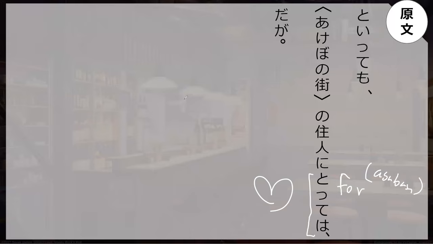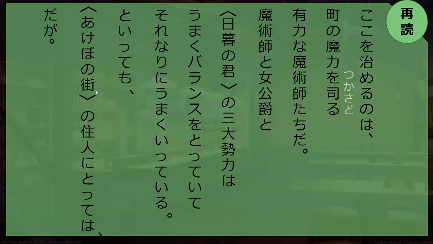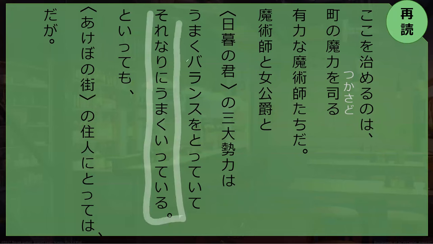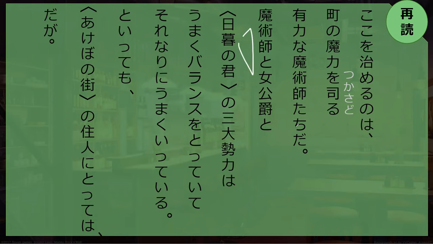And the first part is toitemo. Even though I'd say such a thing, the Dawn District residents are, however. It is a hard thing because we don't really have the full context here. The last sentence ended with それなりにうまくいってる, which is that as it is, with these guys as the three main powers, everything basically goes well. Everything's great because of this, which is the fact that all three of them have their own power and they aren't fighting each other.